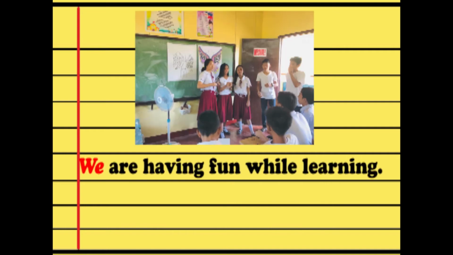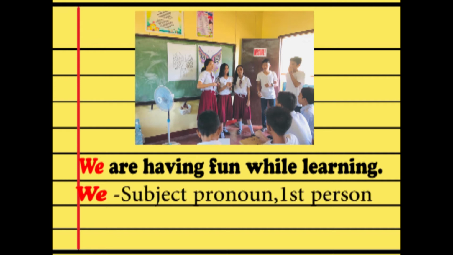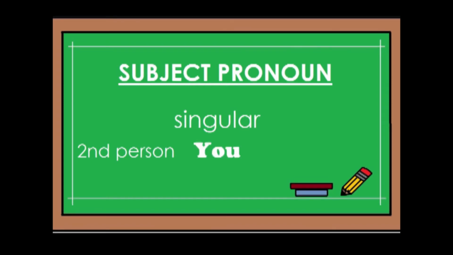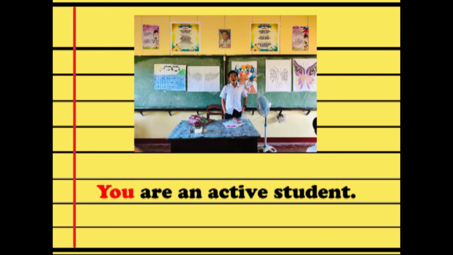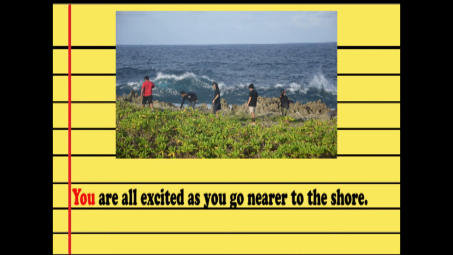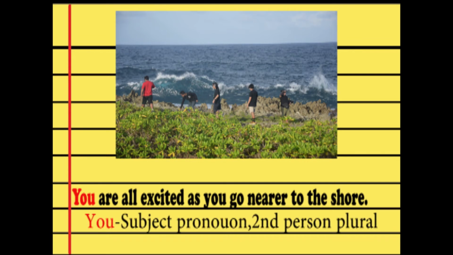Look at the next example. We are having fun while learning. Here, we is the subject pronoun and it is the plural form of the first person. In second person, we use the subject pronoun you for singular. For example, you are an active student. In second person plural, we still use the same pronoun you. For example, you are all excited as you go nearer to the shore.